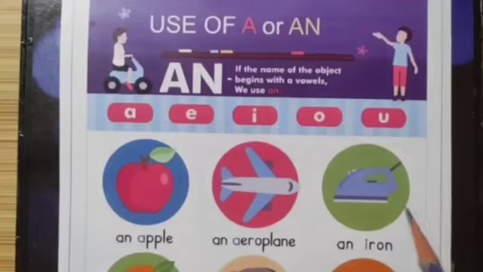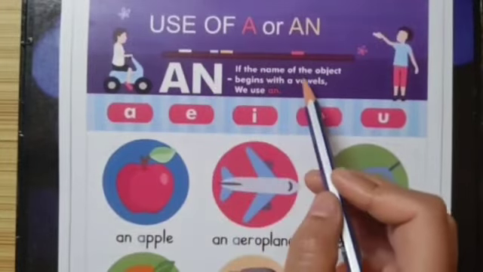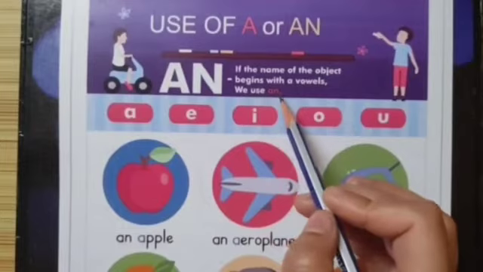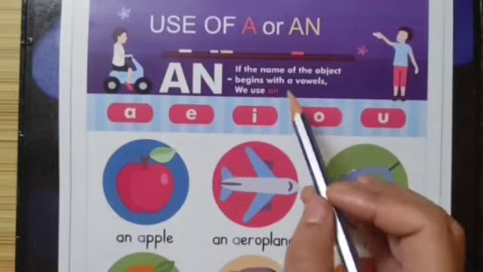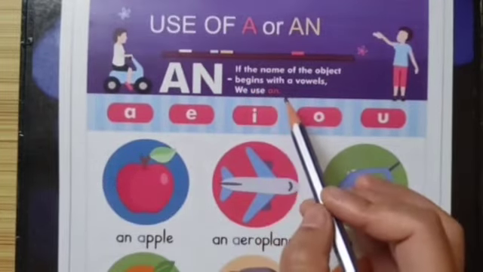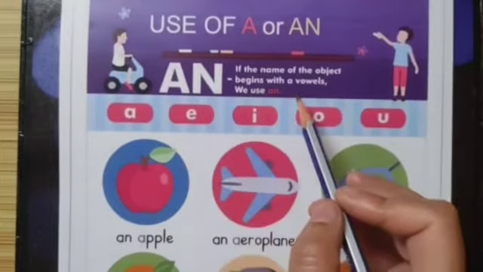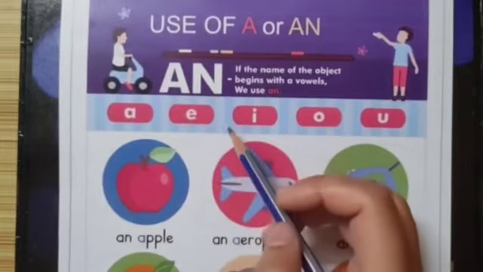Now we will revise use of a and an. If the name of the object begins with a vowel, we use an. That means if the first letter of any object begins with a vowel, then we use an. And why do we use an? Because a and an is a very good friend of vowels. So we will use a and an.